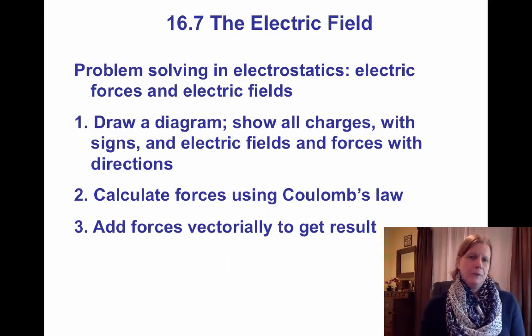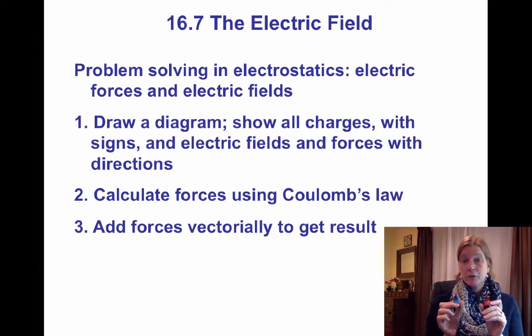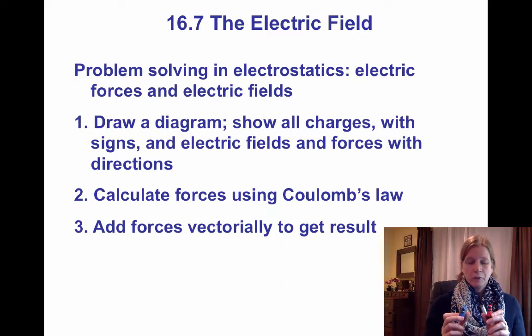So, problem solving with forces and electric fields. First, draw a diagram. That's very helpful. Show the charges. Make sure you show whether it's a positive charge or a negative charge. And it's often helpful to draw electric fields. So they'll go radially outward from positive charges and radially inward to negative charges, and they'll go from positive to negative. And we'll go over that a bit more in a second.